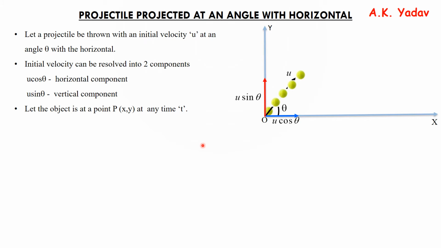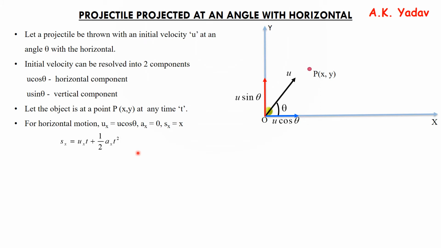Let the object be at a point P having coordinates x, y at any time t. For the horizontal motion, the initial velocity is u cos theta, acceleration is 0 and the distance covered is x. So using the second equation of motion, we can write x is equal to u cos theta t, or t is equal to x upon u cos theta. We name this as equation 1.